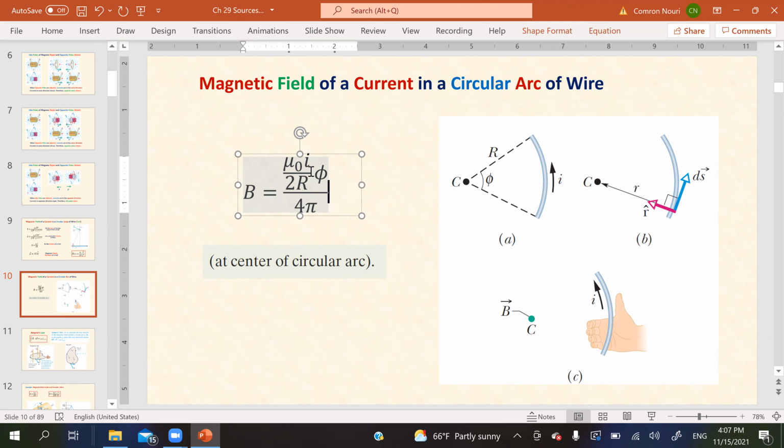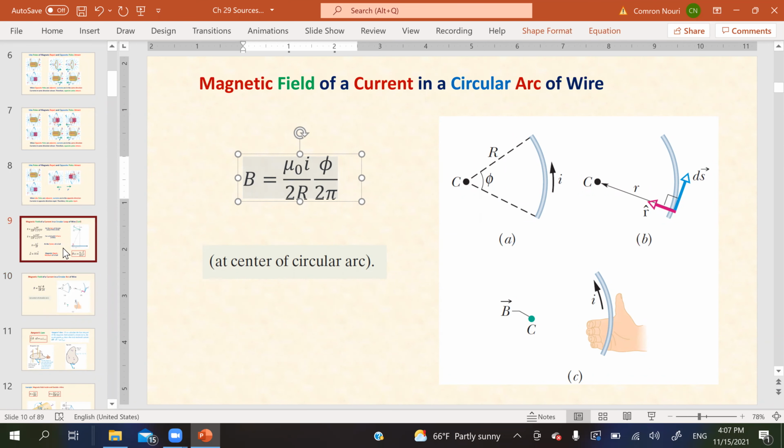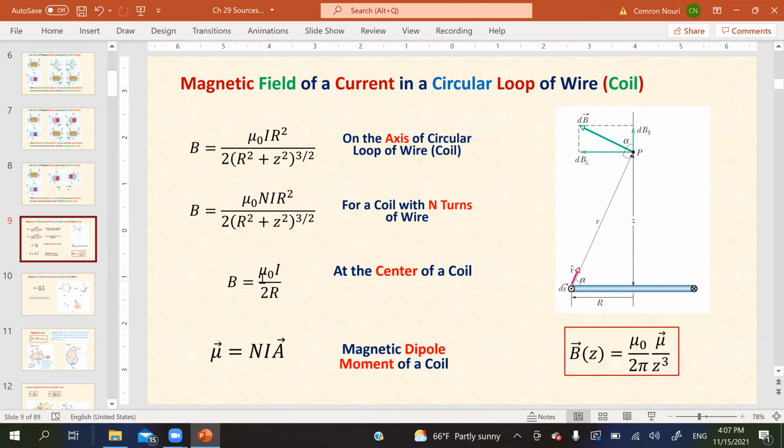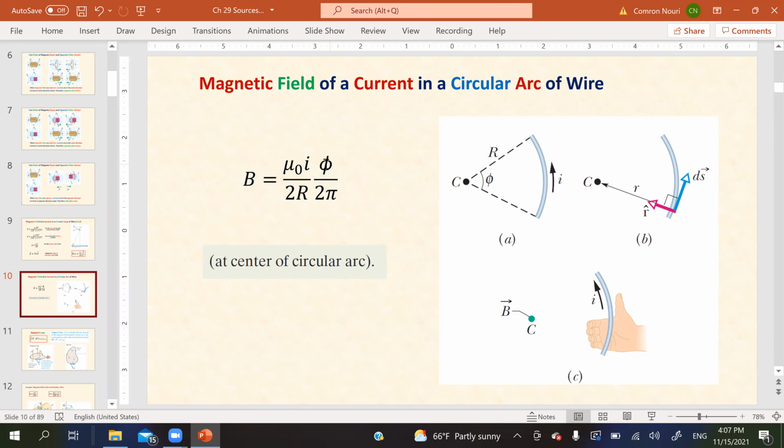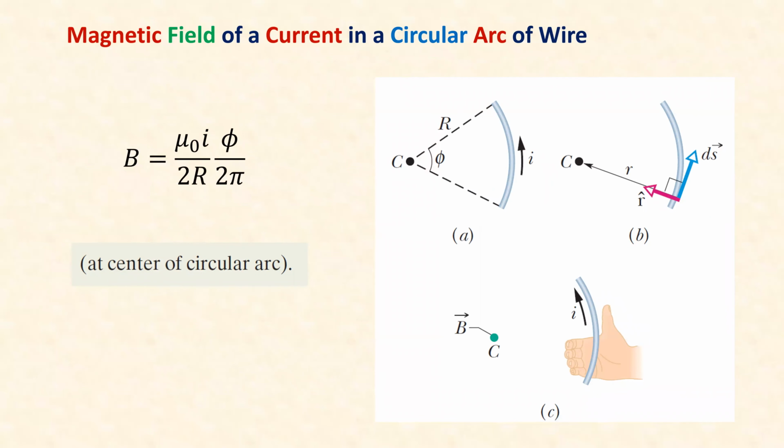Oops, it goes up here because I didn't put it. All right. You see, now this should be 2. So you see, this means the same fraction of the circle that you have times the formula that you had here, mu naught I over 2R. So mu naught over 2R times phi over 2 pi means the same fraction of the complete circle that you have. Phi should be in radians here. All right, so it should be like that.